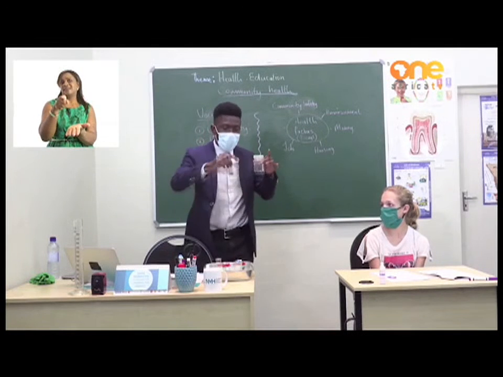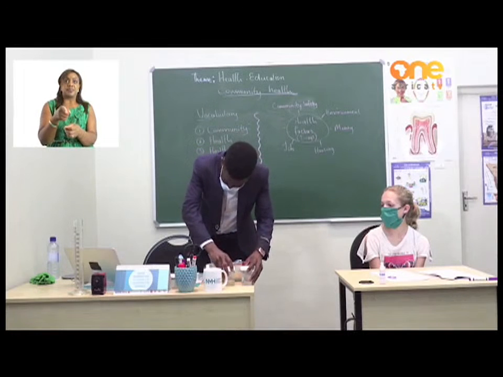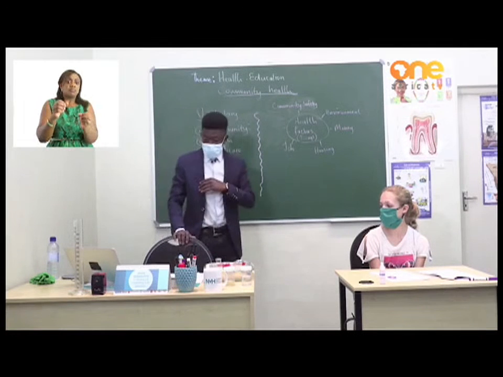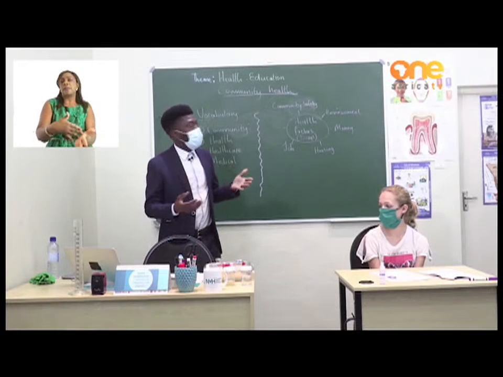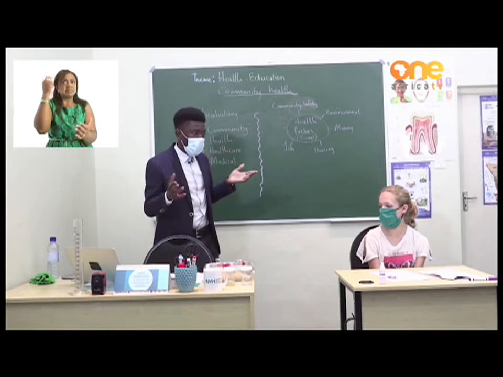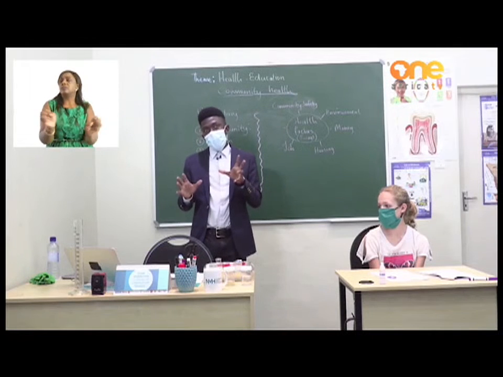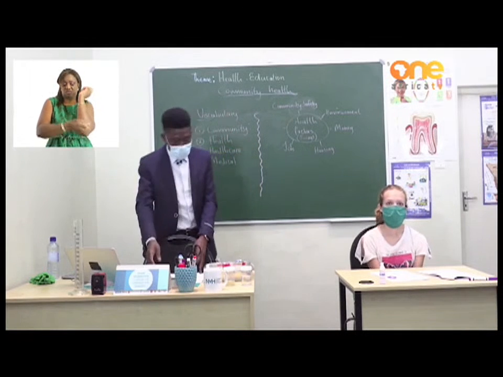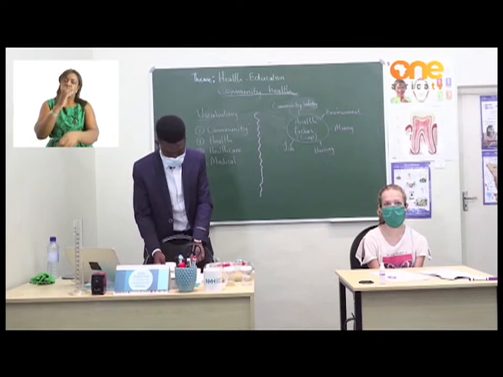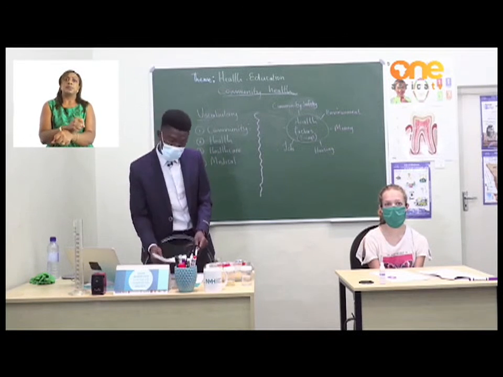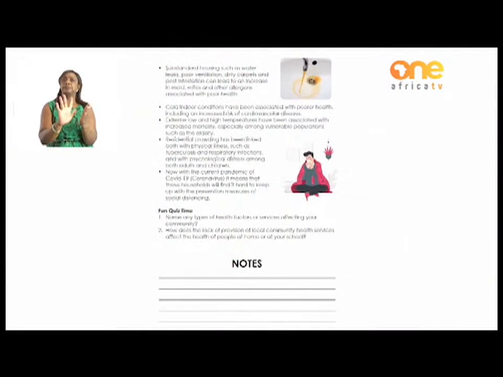It shouldn't look a little bit brown, because this affects the brain or the nervous system, which will result in poor concentration in class, or maybe a child being born with a certain disability. All these things are caused by lead poisoning. And that's what is standing there in our book. On page 15, we have substandard housing such as water leaks, poor ventilation, dirty carpets, and pest infestation can lead to an increase in molds, mites, and other allergens associated with poor health.